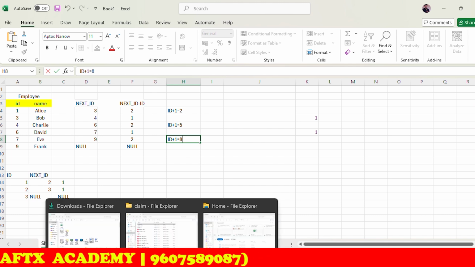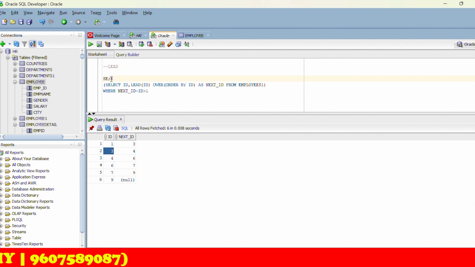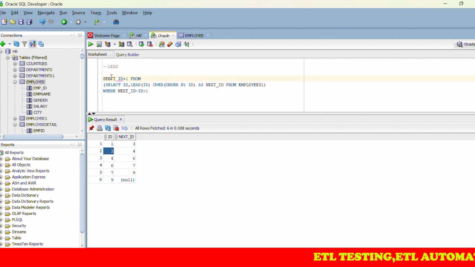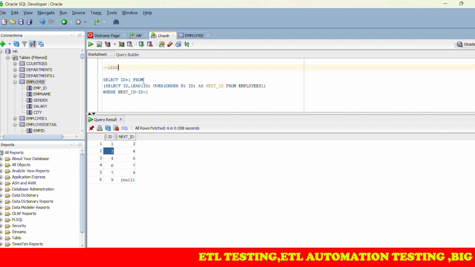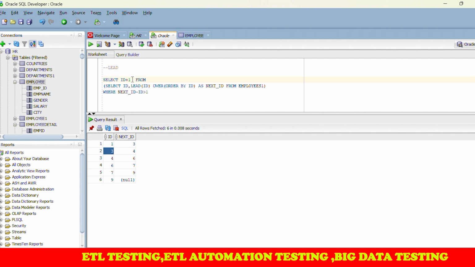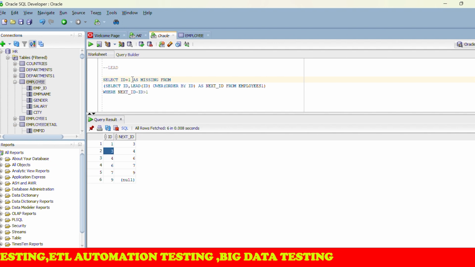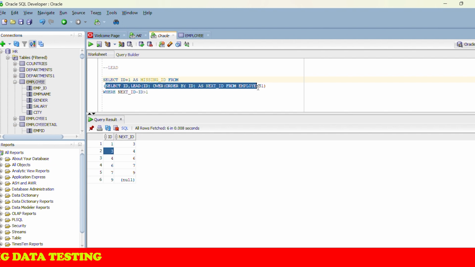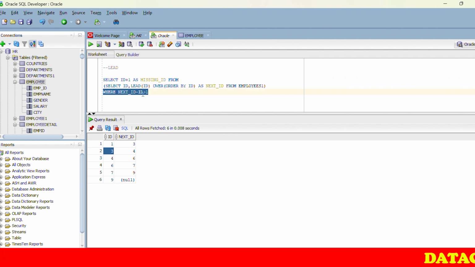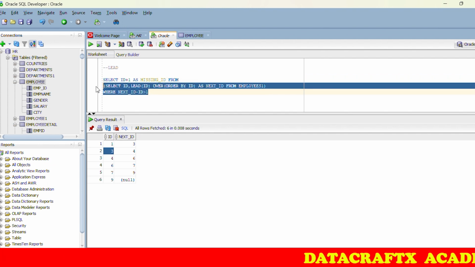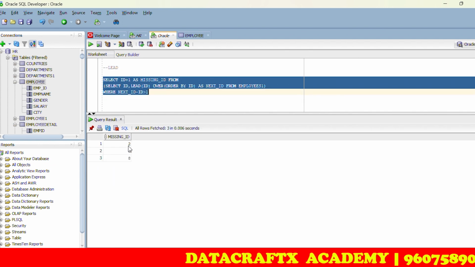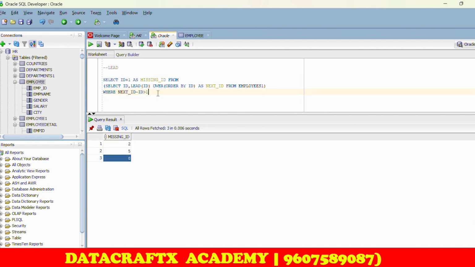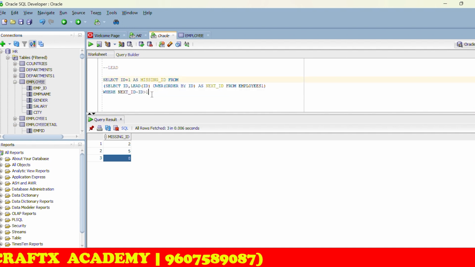So we can write: select ID plus 1 as missing ID. We can give the alias to it, from this inner query where we have put the condition where next ID minus ID is greater than 1, correct? So let's execute this query. So we got 2, 5 and 8, which are the missing IDs from the employee table, correct? So this is the solution.